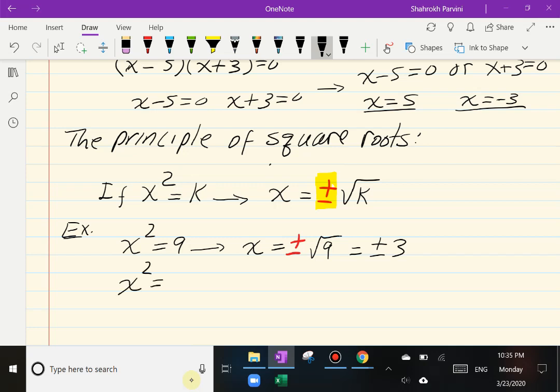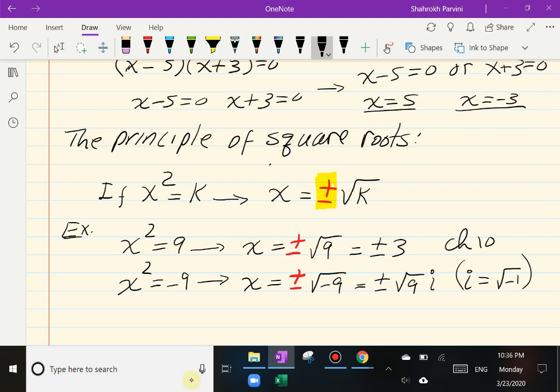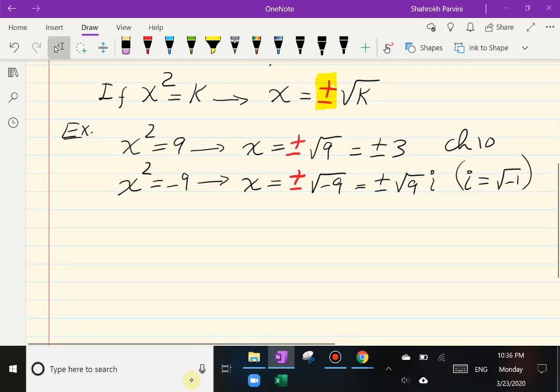Another example: the constant k could be any real number, so I'm going to choose a negative number now. Here again, x equals plus or minus the square root of, this time, negative 9. If you recall, the square root of negative 9 can be written as root 9 times i, because i is equal to the square root of negative 1. This comes from the last section of chapter 10, when we talked about complex numbers. So we finish this and get two imaginary solutions, plus or minus 3i. There's the example.